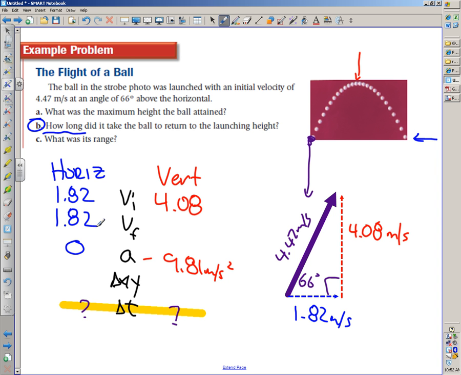Good so far? Okay. Now, I tried to stress in the last problem that we can only make the final vertical velocity equal to 0 at one point. And what is that one point? The maximum height. This is the only time that the vertical velocity is 0. But we're looking at another part of this problem, way over here on the end. The important part here is that it returned to launching height.